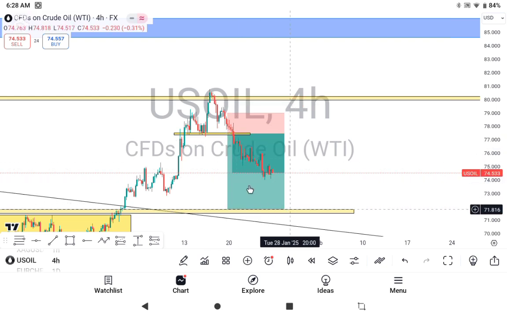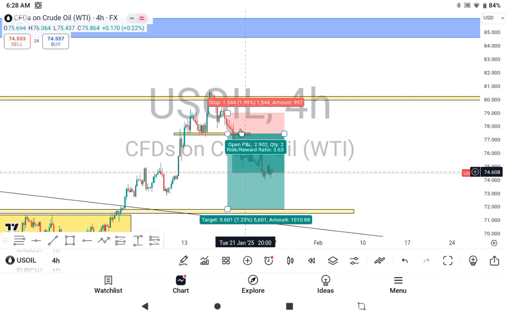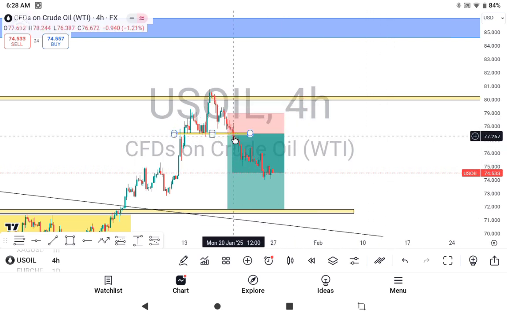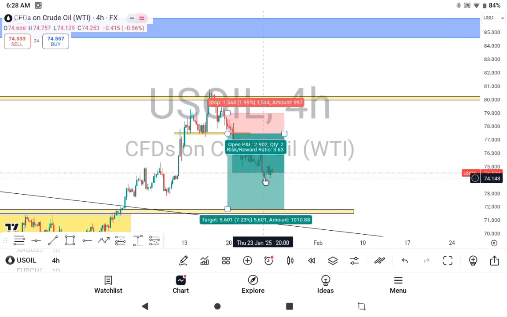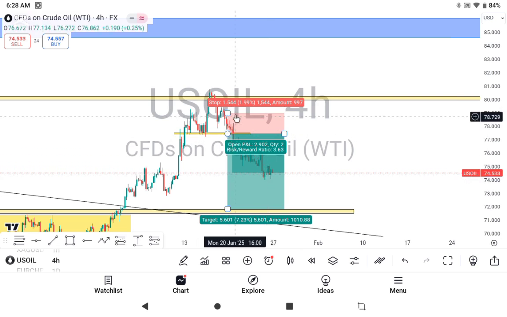Personally, I am on this trade right now, and I have been locking my profit. I am on break even. So I entered somewhere around here. I entered early, on a 4 hour candle break and close. I entered here and bam bam bam. Price is currently here, and I have moved my stop loss to break even. I am risk free on this trade.